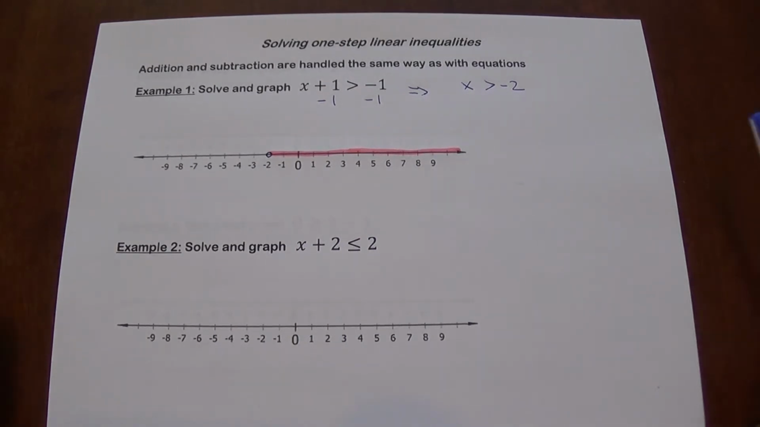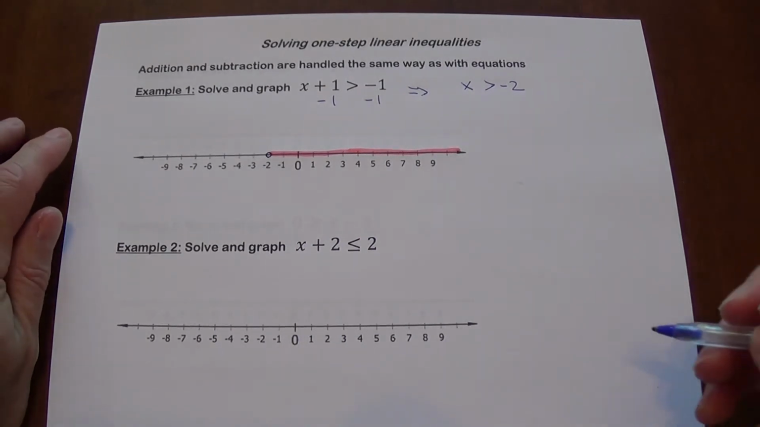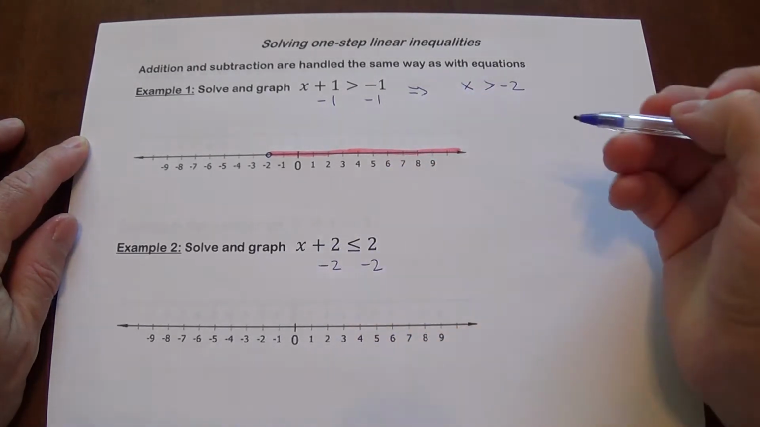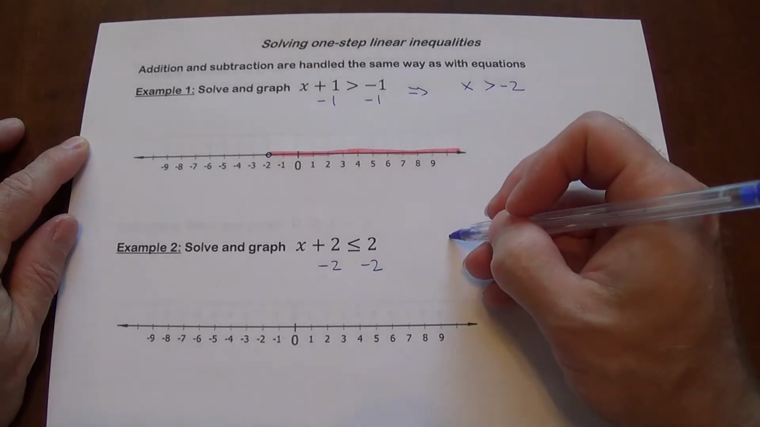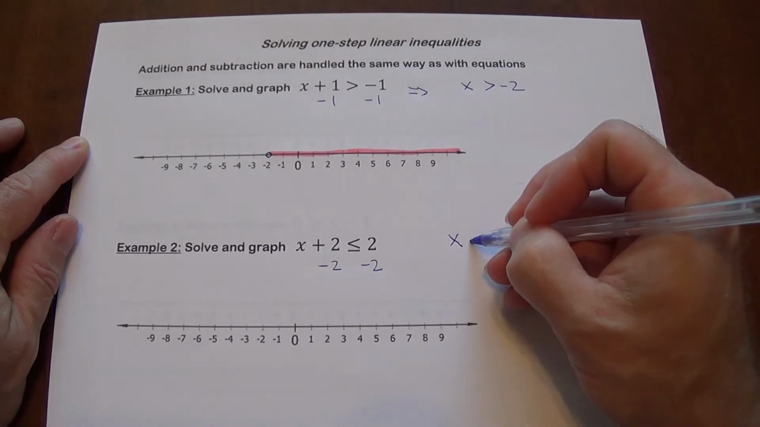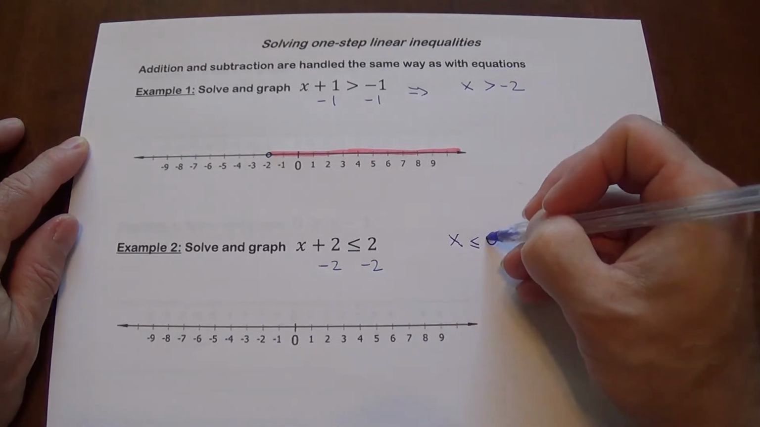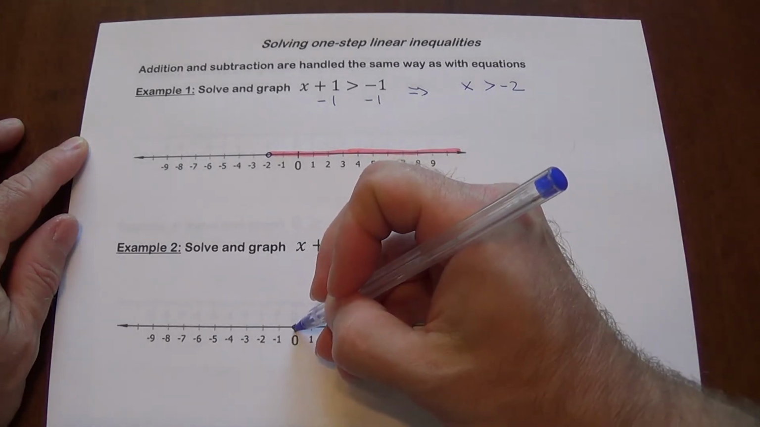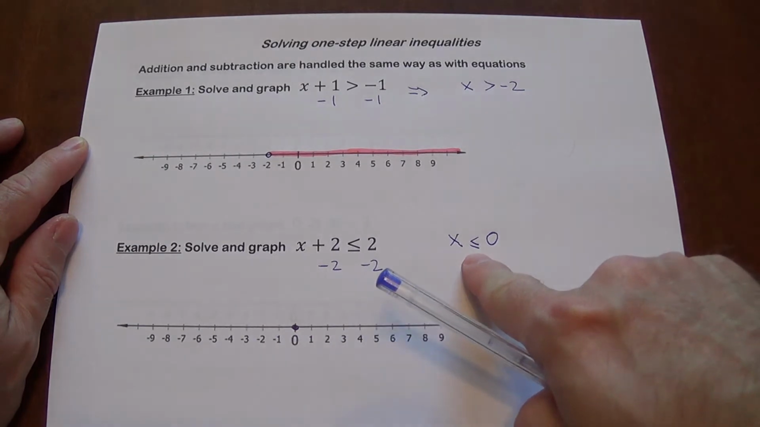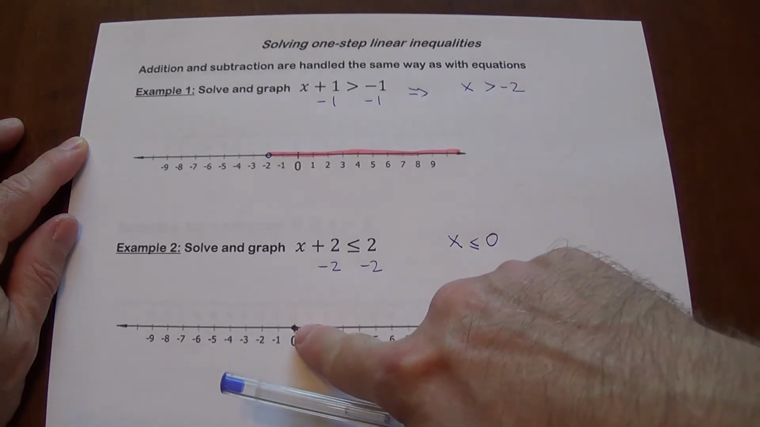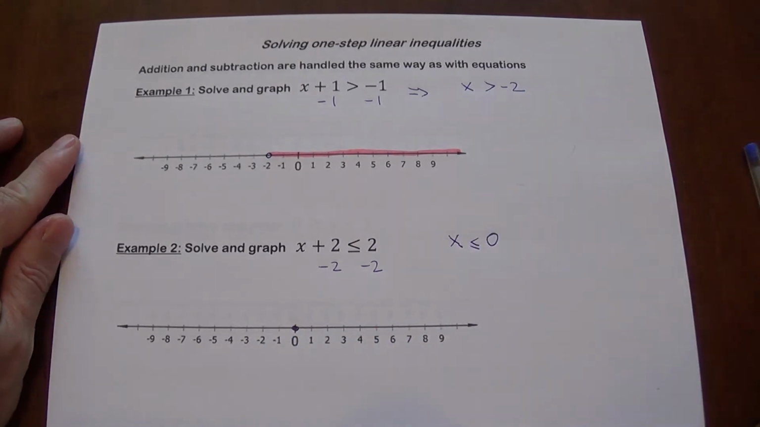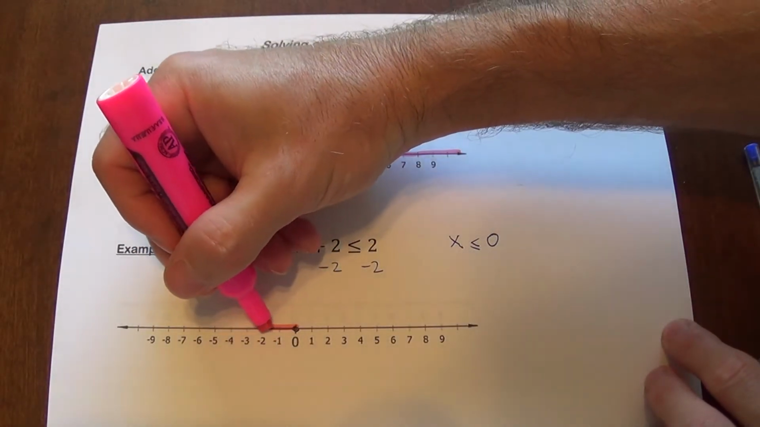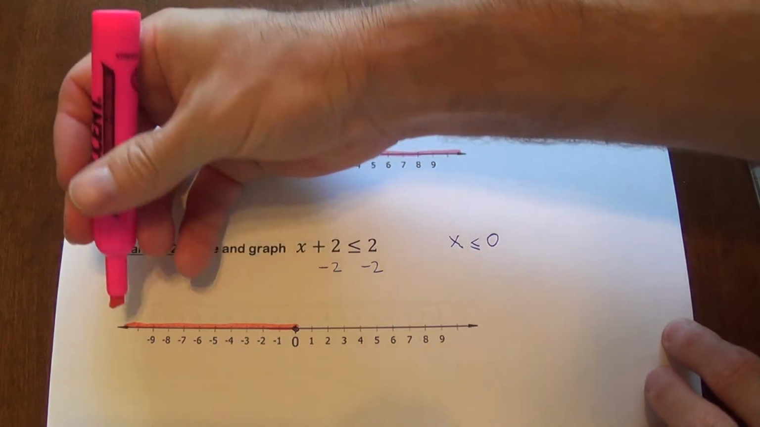Next problem, x plus 2 is less than or equal to 2, so you take away 2 on both sides. So we treat it the same way as we treat equations. x is going to be less than or equal to 0. We're going to put a closed circle this time, because this sign means closed. Closed circle at 0, and all the numbers that are less than 0 are on the left of that, so we're going to shade that.